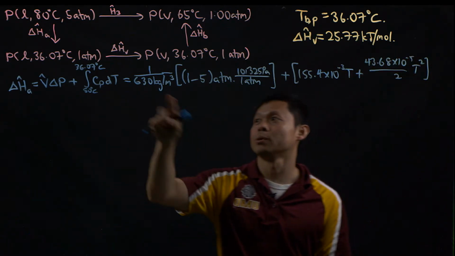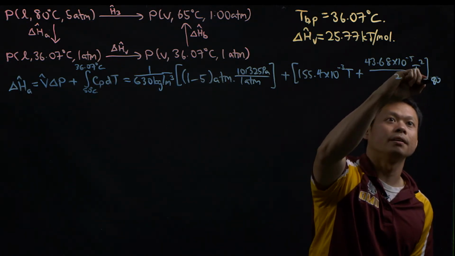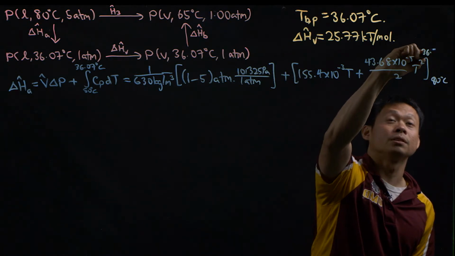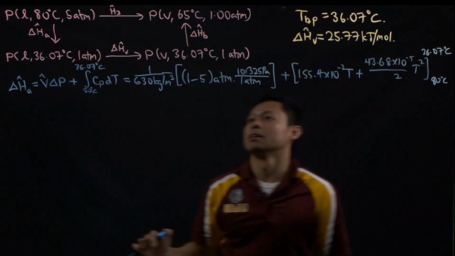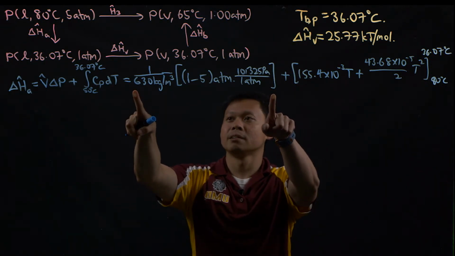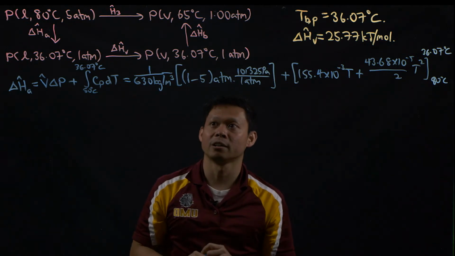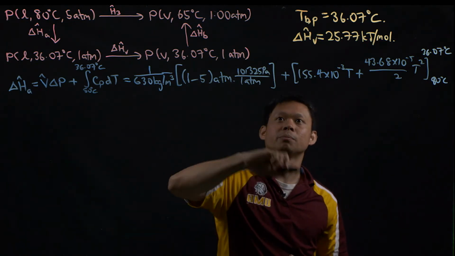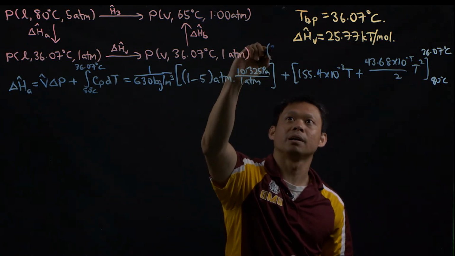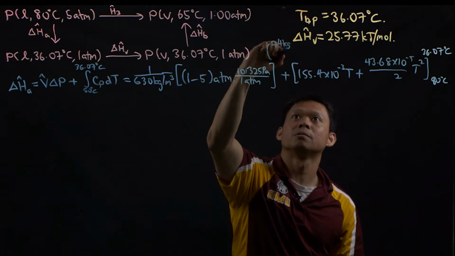The only difference is we are integrating to a different temperature. So in this case, we are going from 80 to 36.07. All right, so this is all exactly the same. Remember that after we evaluated this, it is going to give us joules per kilogram. So after that, we still have to multiply that by the molecular weight first. So maybe I'll just put a note down here. You have to multiply by our molecular weight of 74 kilograms per kilomole.